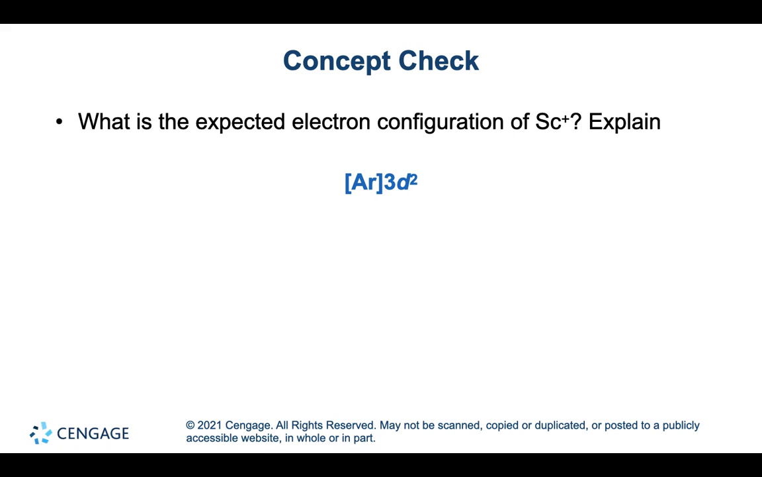So what would we expect the electron configuration of scandium plus to be? Since we don't have the 4s electrons, if it's only plus 1, then what we would see is the other 2 electrons that scandium has would be in the 3d2.